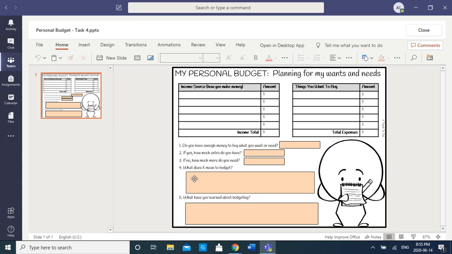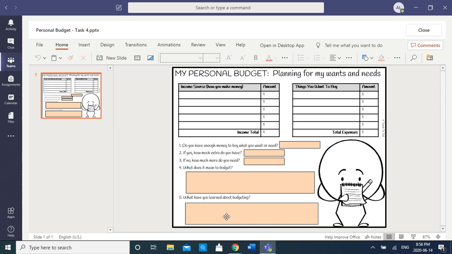And then the next one is, what does it mean to budget? So you would write down what budgeting means to you. Number 5, what have you learned about budgeting? So you can think of the tasks that we've done recently and fill in what you've learned from them, or just what you knew about budgeting before. So you kind of want to think about this one as if you were explaining to someone what budgeting is, or maybe if you had a tip to give anyone about budgeting who might not know as much about budgeting as you do, what would you tell them?